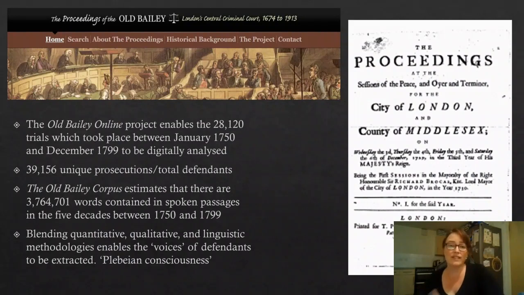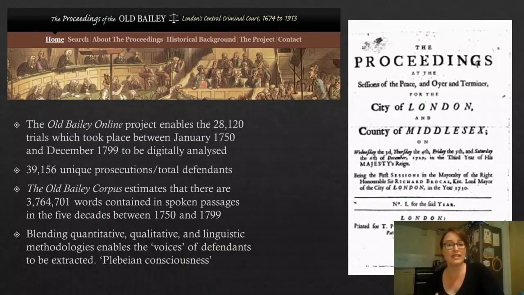And obviously this is a tremendous help for historians that are interested in the kinds of things that these sources can tell us. So within that time frame, there are over 39,000 unique prosecutions or total defendants. And the Old Bailey Corpus, which is another digital humanities project from the University of Helsinki, estimates that there are over 3.5 million words contained in the spoken passages in the 5 decades between 1750 and 1799. Now, for a historian like me, that language is crucial. If I want to understand how people experienced poverty, how they experienced criminality linked to their poverty, I really want to get at what they said.